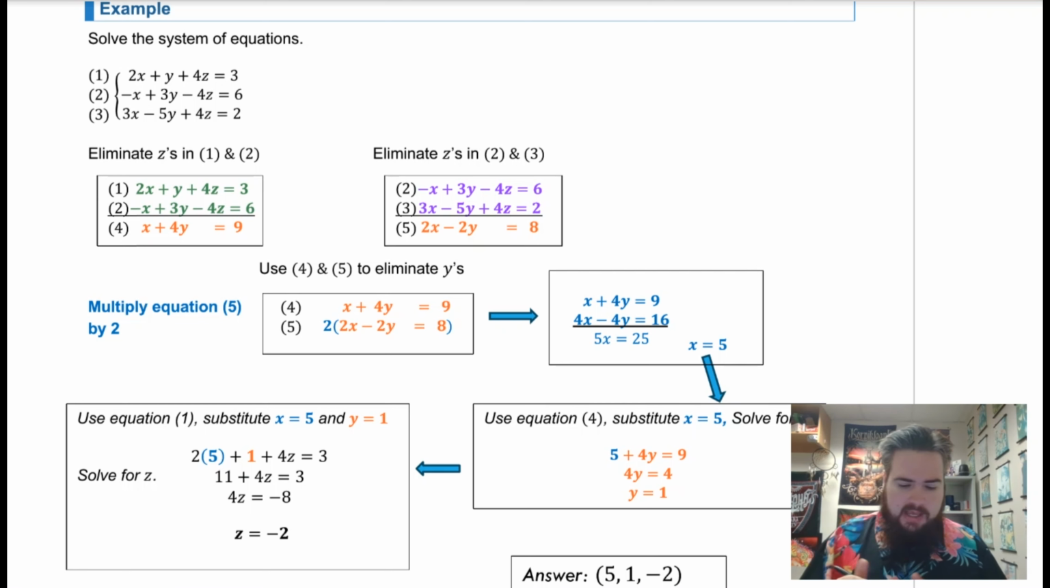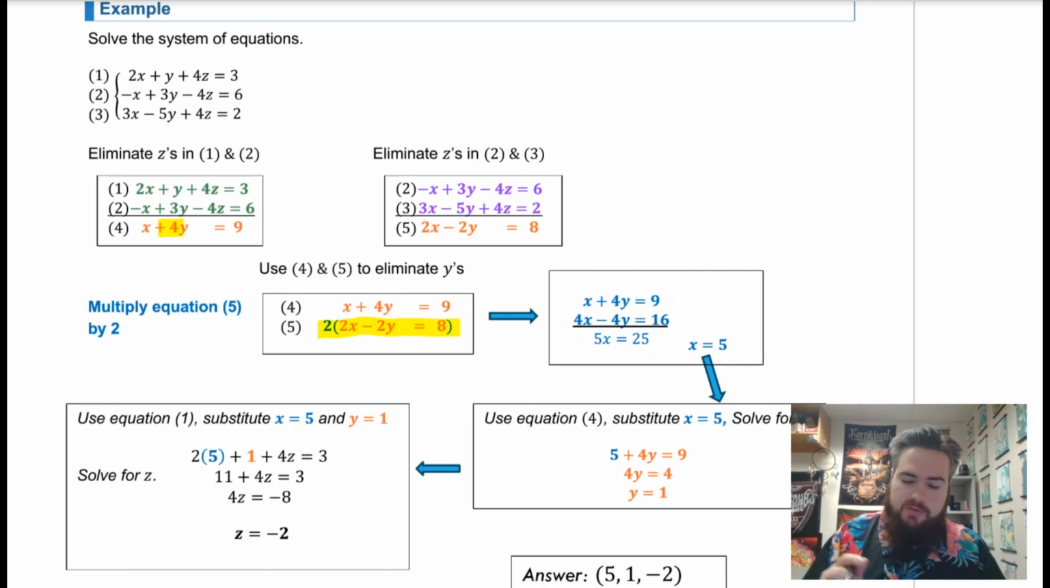combine nicely. In the equation for 4, we have a plus 4y. In the equation for 5, we have a minus 2y. So if we were to double or multiply that fifth equation by 2, we would end up with something that would allow us to eliminate and cancel the y terms there. If we multiply that second equation by 2, which is shown there, we're going to instead get 4x minus 4y equals 16. This way, the 4y and the minus 4y can add together, combine, and cancel out.